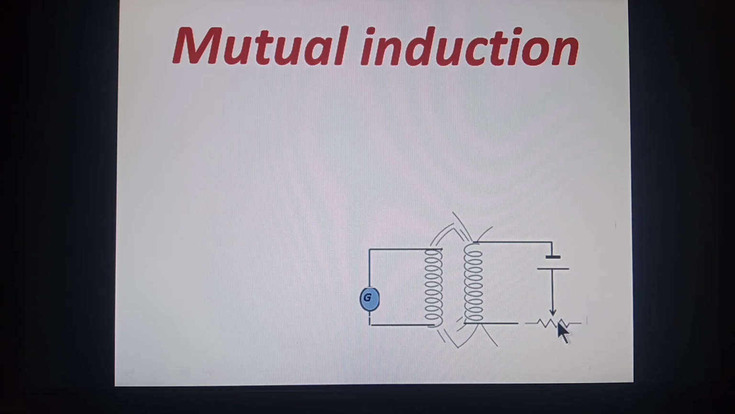Students, when we change the current in the primary coil by moving this variable resistor or rheostat, then the magnetic field in the primary changes, and as this field is linked with the secondary coil, the magnetic field through the secondary coil also changes. This changing magnetic field in the secondary coil produces current or EMF in the secondary coil. This phenomenon is called mutual induction.